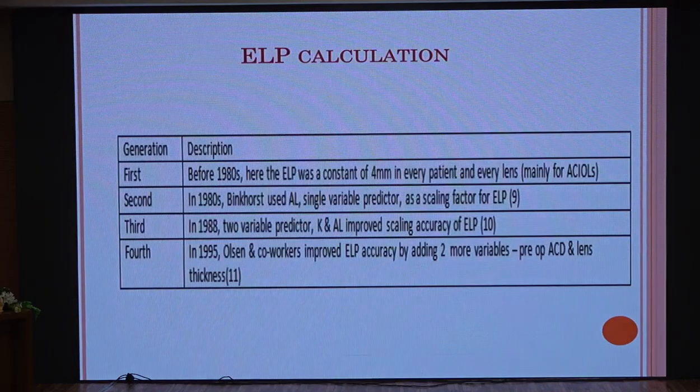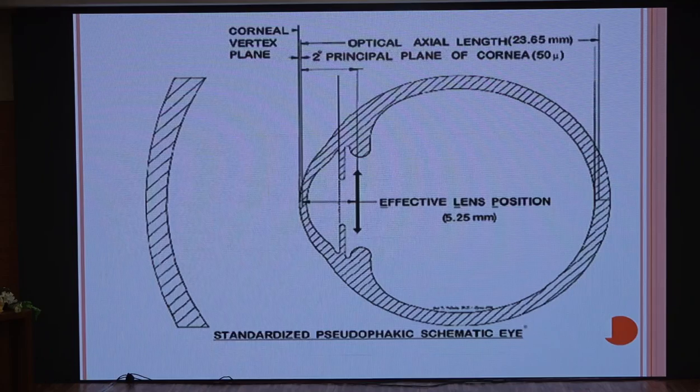Now this is how the ELP calculation has been done over the years. Nowadays we are using the preoperative anterior chamber depth and the lens thickness, so they provide us a more accurate ELP. We can see in this photograph the position of the lens, where the lens is going to rest after the surgery.